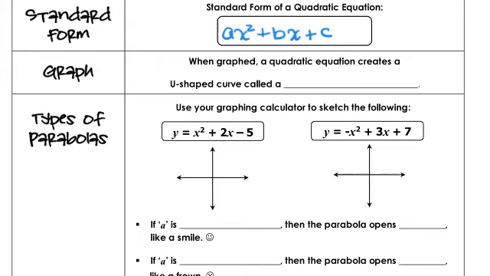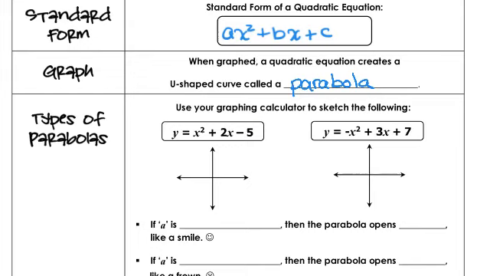When graphed, a quadratic equation creates a U-shaped curve called a parabola. You've probably heard Mr. Gattani call it a parabola before. Use your graphing calculator to sketch the following. So I would suggest you all pause this video, get a graphing calculator, put this equation in, and see what shape it makes.